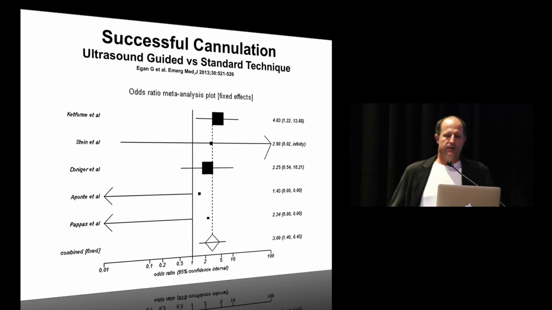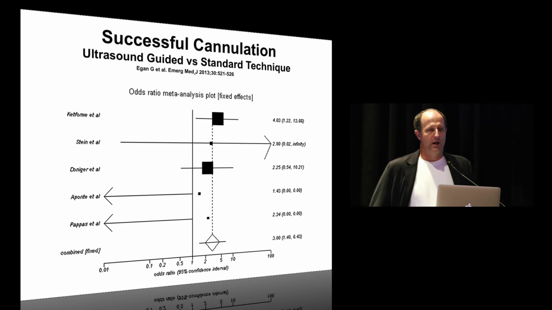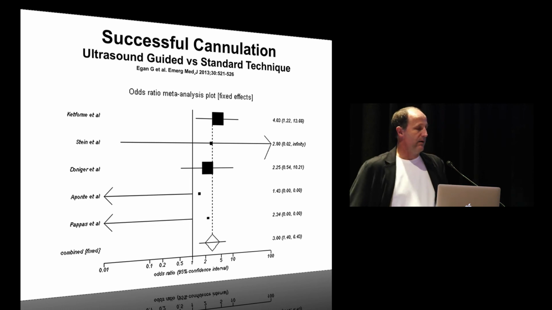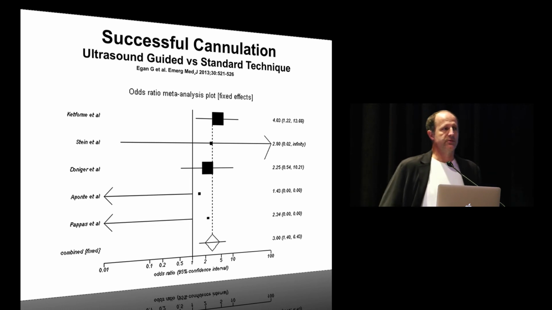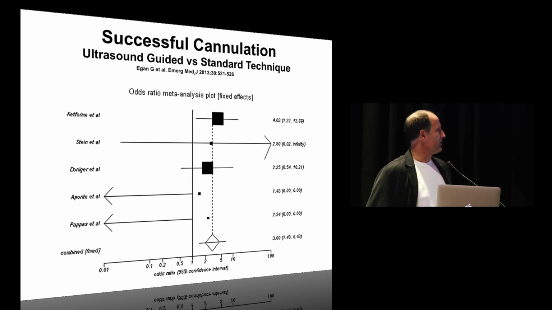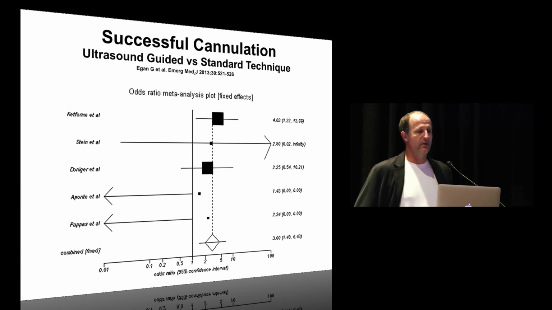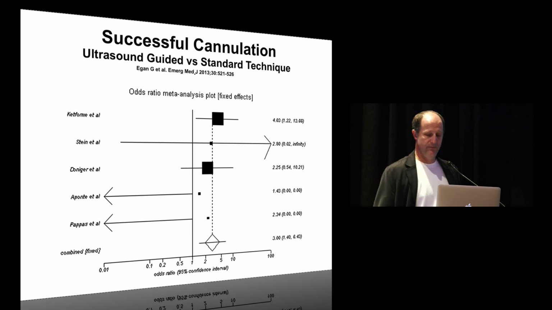And the problem, with this woman where you don't really see veins right away, is that you're going to want to use ultrasound guidance, I think. Once you use ultrasound guidance for this kind of situation, you're much more likely to get in. Overall, in this meta-analysis comparing ultrasound guided IV placement to normal IV placement, you're 3 times more likely to get in on the first try.